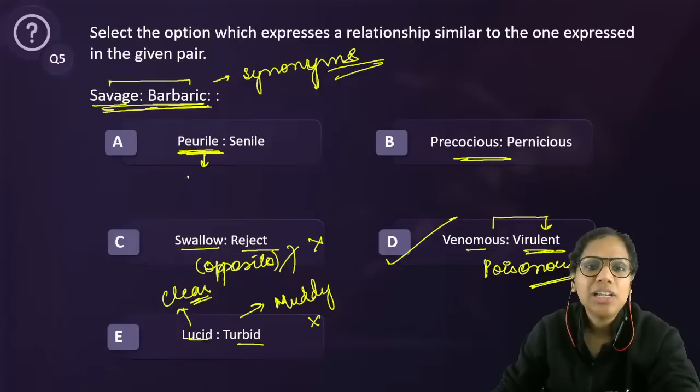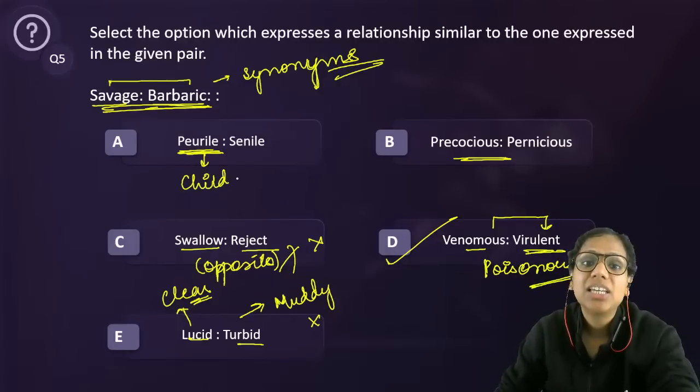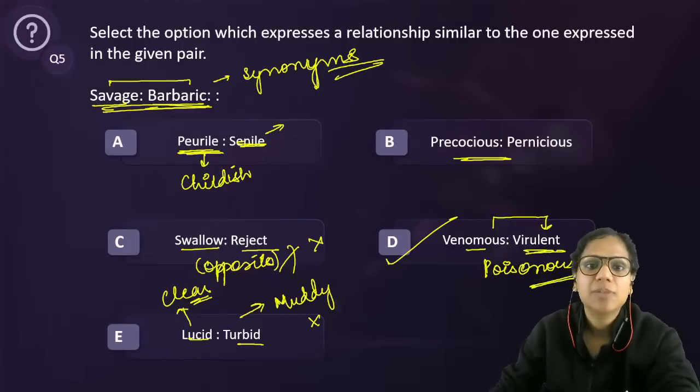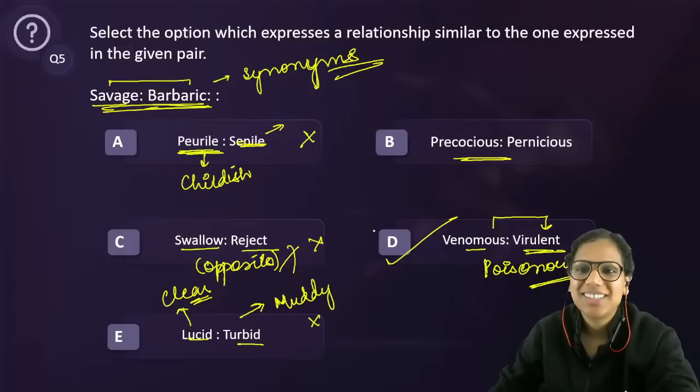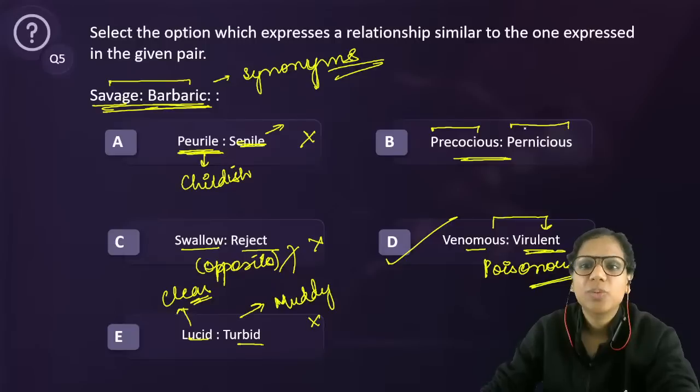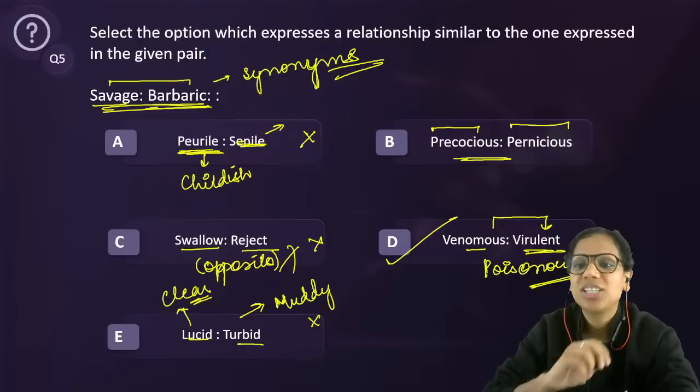Okay. So puerile is childish, whereas senile refers to old people. When their cognitive function declines because of old age, we call them senile, right? So again, antonymous ideas. Precocious and pernicious have no relationship as such between these two words. We have done both these words.